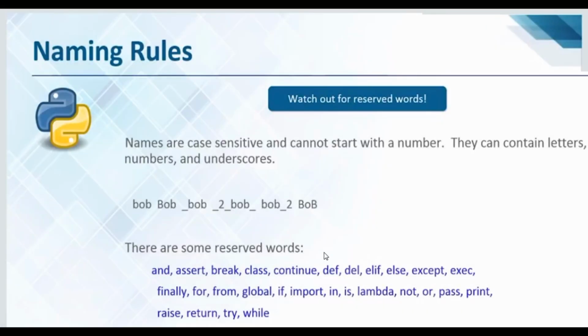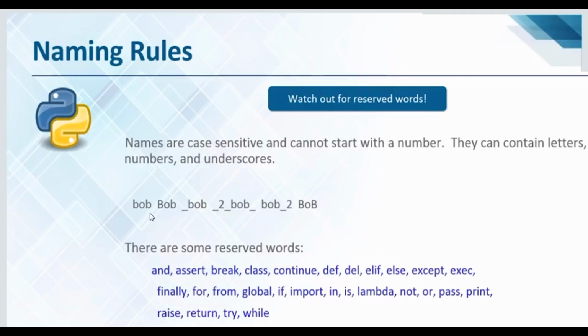So now what are the naming rules of a variable? Variable naming rules. First, the name should be case sensitive. Case sensitive means capital A and small a are different for the Python language. That means it is a case sensitive language. We cannot start with a number. A variable cannot start with a number like a1, a2, whatever. They contain letters, numbers and underscore. So a variable can contain letters, numbers and underscore.